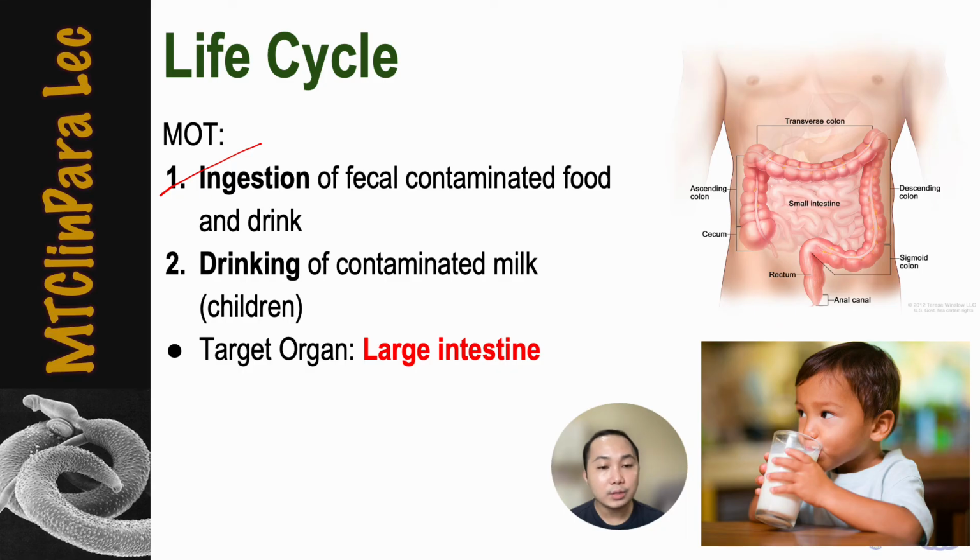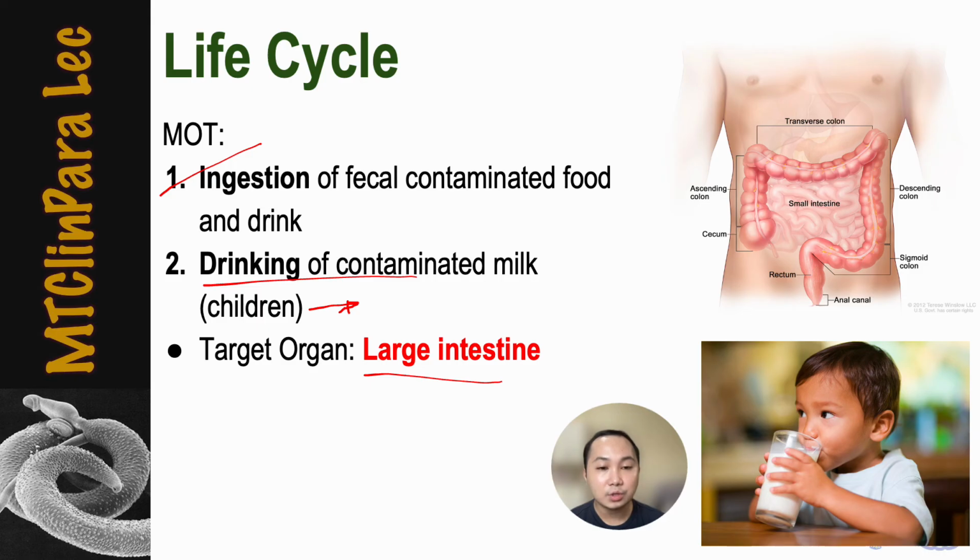According to the book, although this is not well studied, drinking of contaminated milk, which is associated with children, gives immunity to the trophozoite by neutralizing the acidic pH of our stomach. So within that span of time, the trophozoite can easily or safely pass the stomach area of the host without getting destroyed. So the target organ is the large intestine where binary fission is evident.